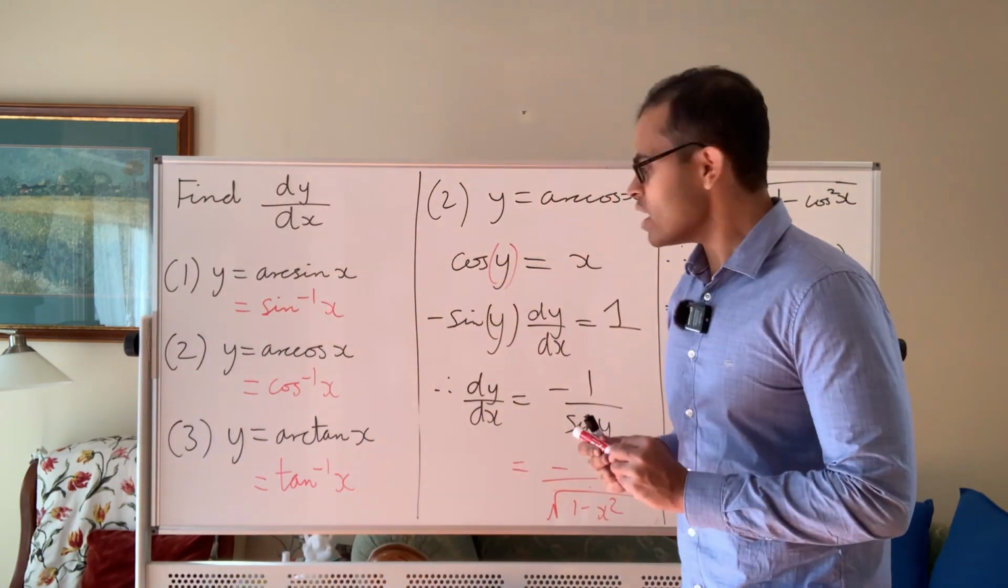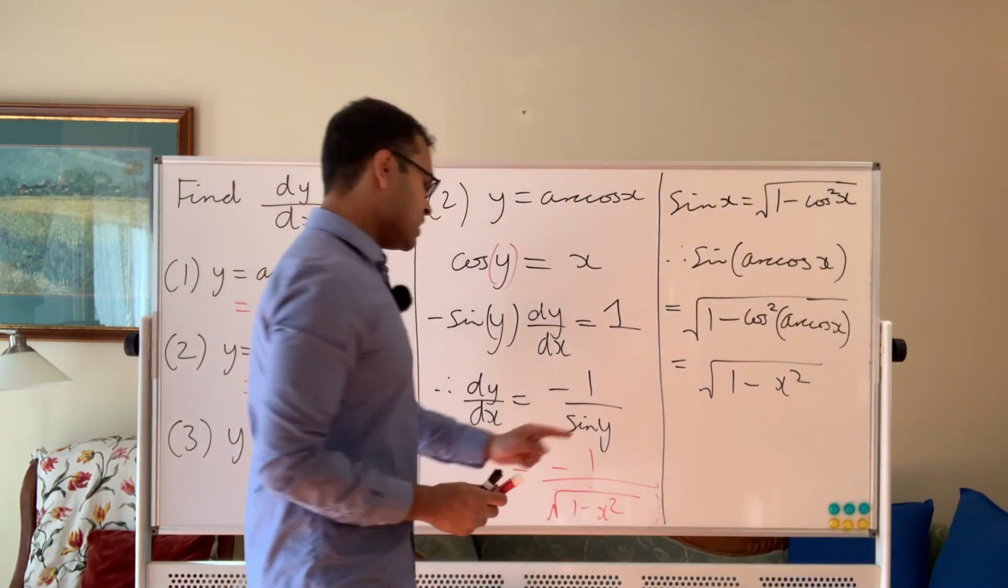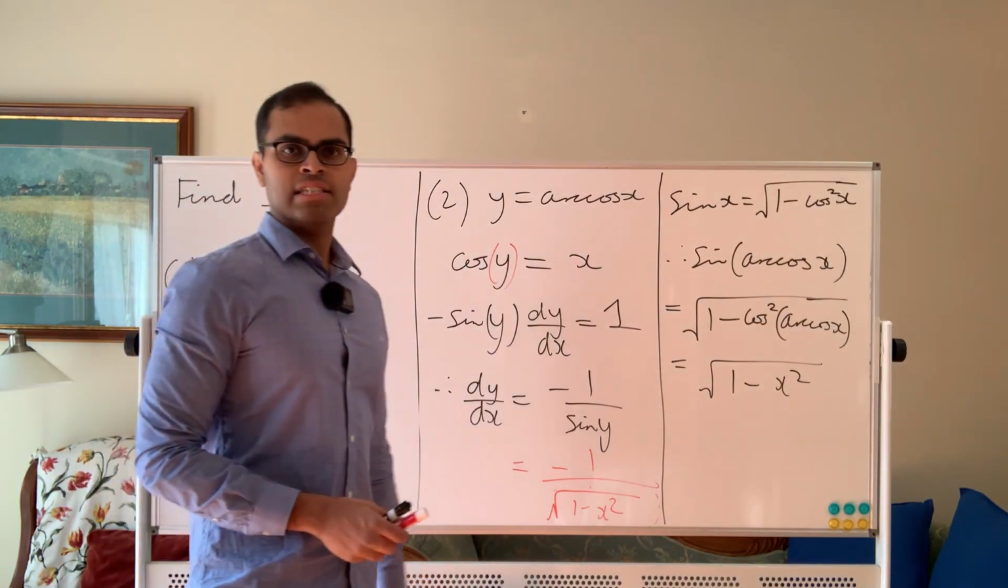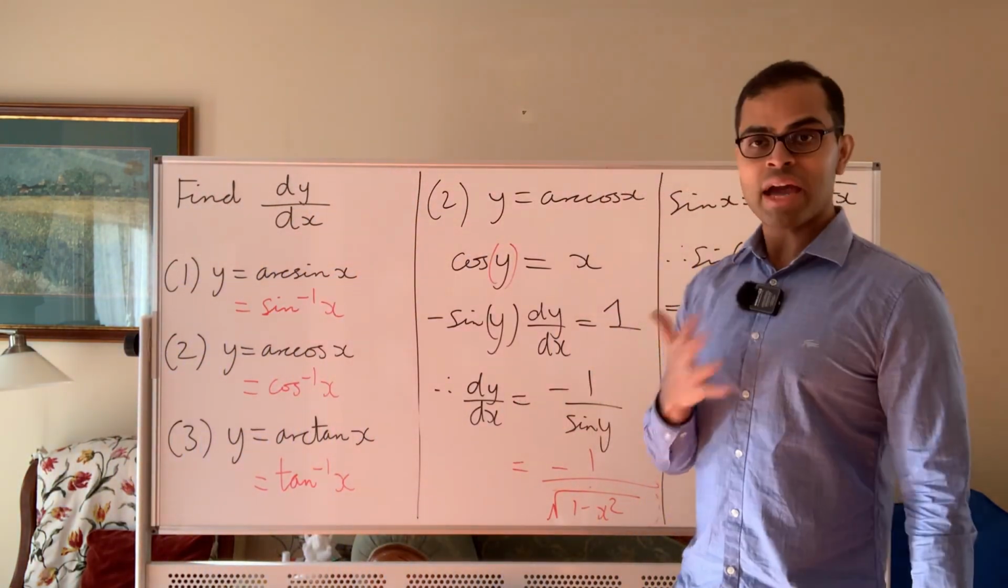It's quite remarkable that these derivatives do not involve the trig functions. They're just involving x. But this is so similar to the derivative of arcsine x, right? The derivative of arcsine x was 1 over the root of 1 minus x squared.